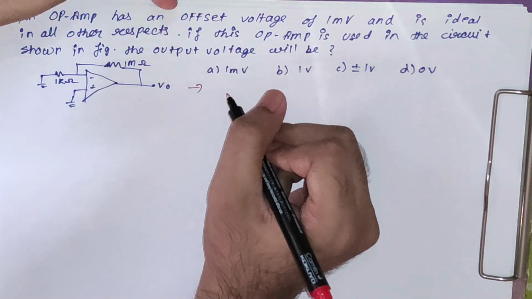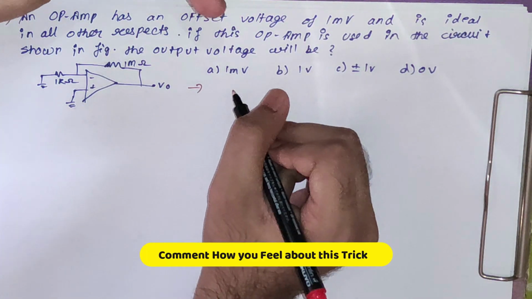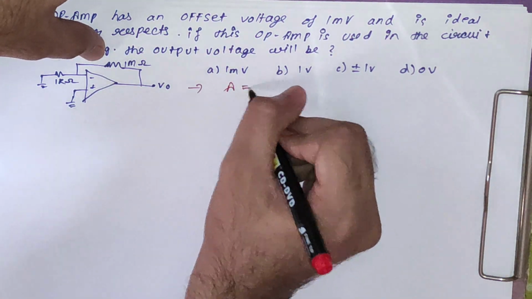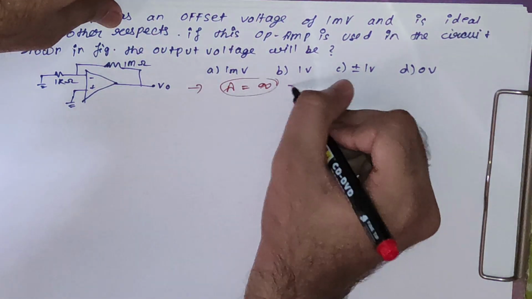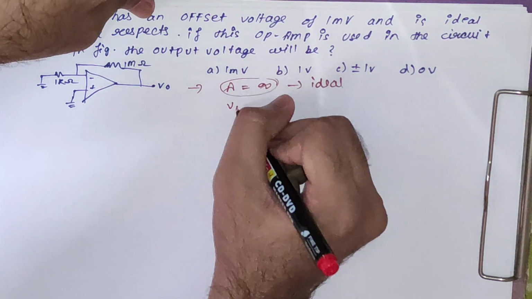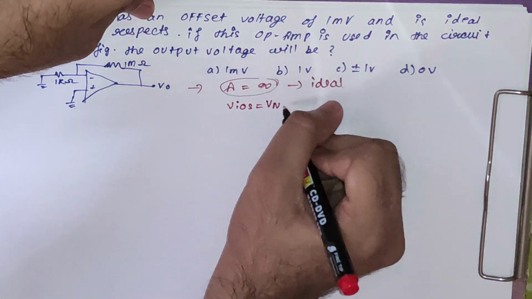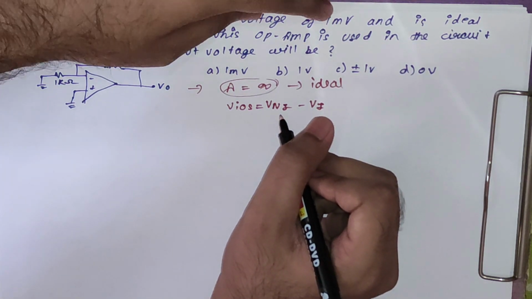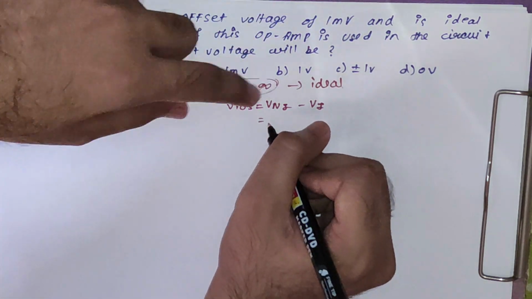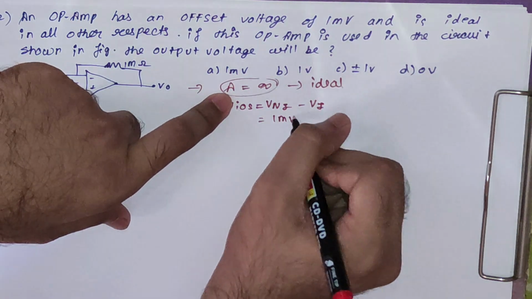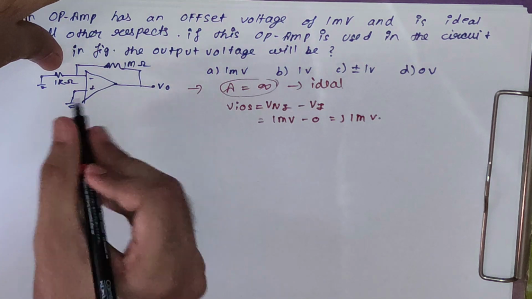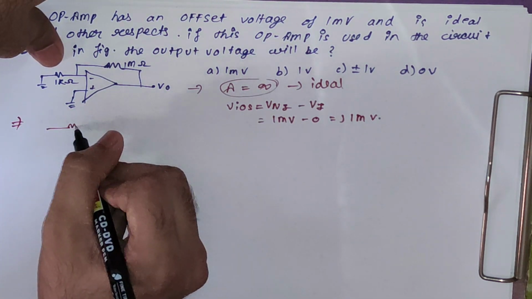We are going to use the same concept of VIOS here, but the thing is here the open loop gain is infinite, right? We know this op-amp is ideal. We know VIOS is VNI minus VI. If we consider that this offset voltage is connected to the non-inverting terminal, we get VIOS equal to 1 millivolt minus 0, so equal to 1 millivolt. So basically what I am saying is this circuit will change to this.